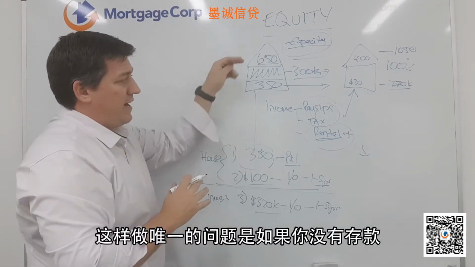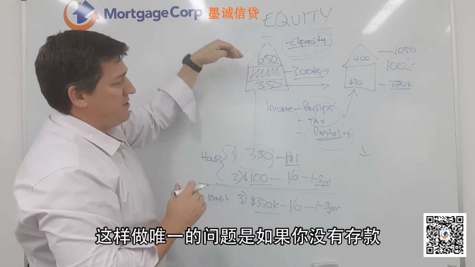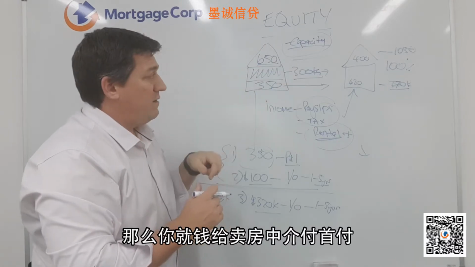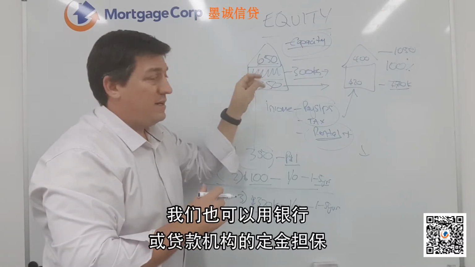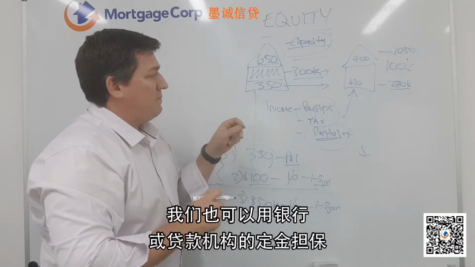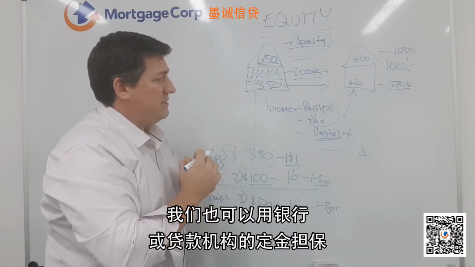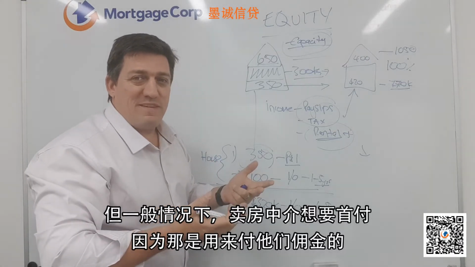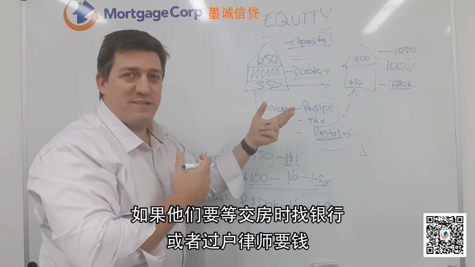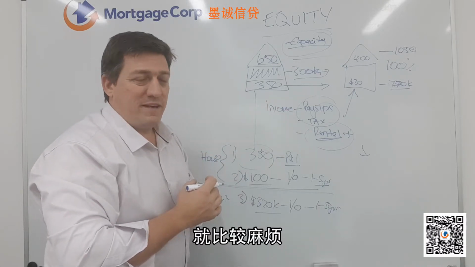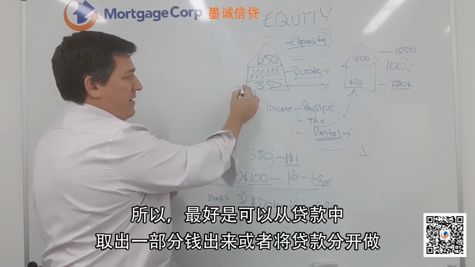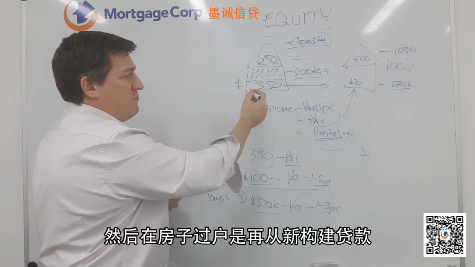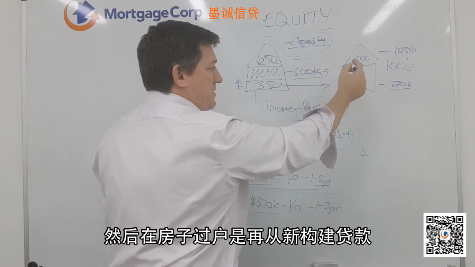The only concern we have in doing the top scenario is generally if you don't have any savings, then you don't have a deposit to give to the agent. Now, we can get around that with deposit bonds or deposit guarantees, either through a bank or through one of the other institutions. But generally, an agent wants their deposit because that's where their commission comes from. If they have to chase the bank or the solicitor for it at settlement, it just gets a bit iffy. So ideally, we would need to look at structuring it either doing a top-up on this loan and doing a split, and then restructuring the loan at settlement of the new purchase.